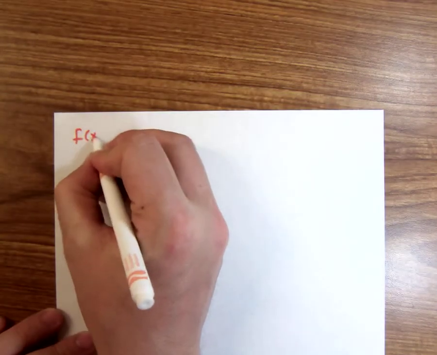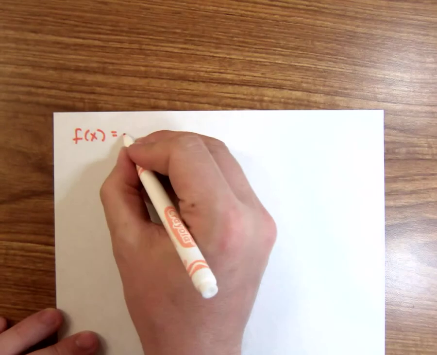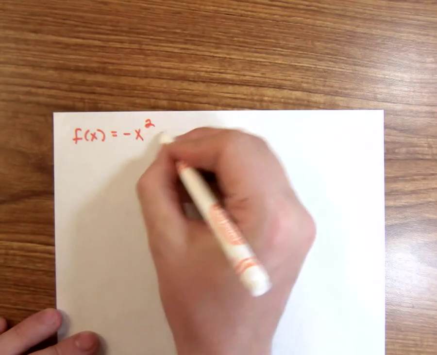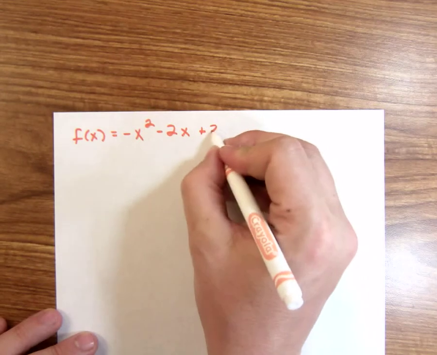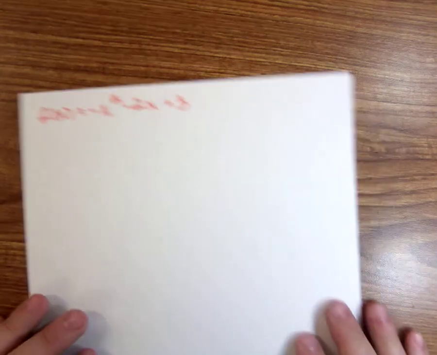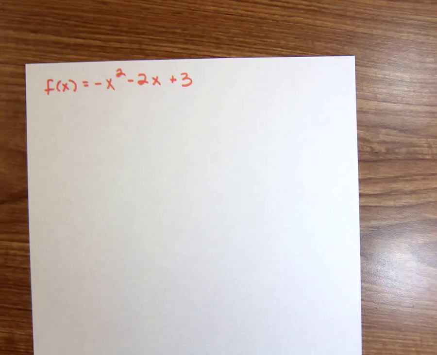What happens if it has a negative in front? What would happen, you guys?